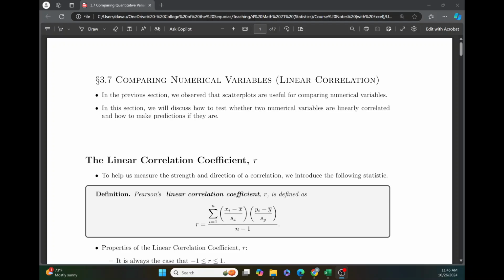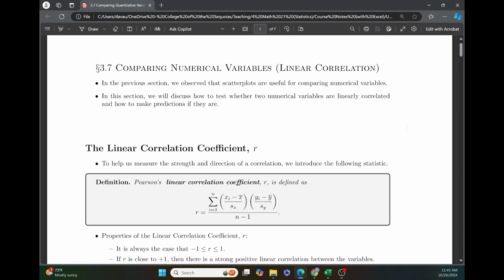If we decide that our variables have a linear correlation, then we can actually compute the line that best describes the data. We'll call that the best fit line. And we can use that line to make predictions about values that may not necessarily even be in the data set. So we're going to cover all of that in this section, all about linear correlation, comparing two numerical variables.